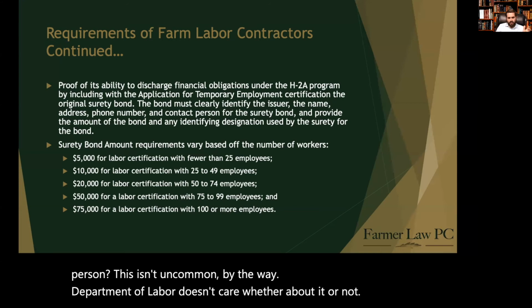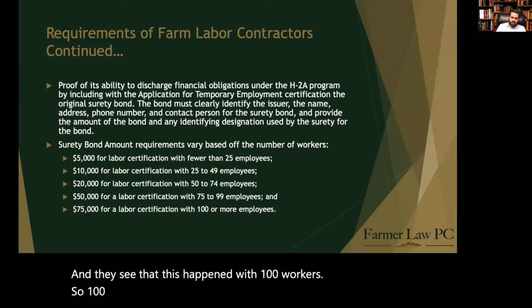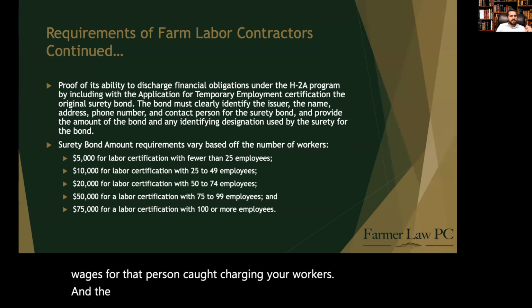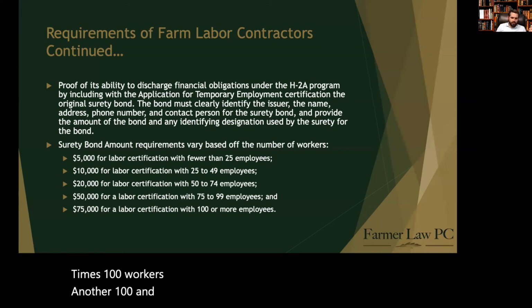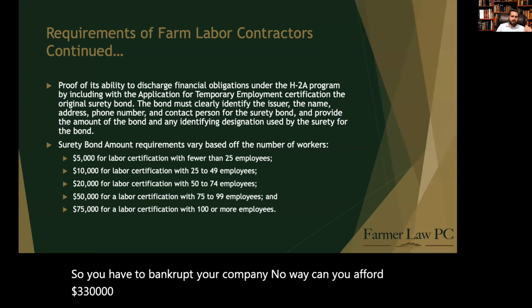They see that this happened with 100 workers. So 100 workers times $1,500, you're $150,000 in the hole in back wages for that person caught charging your workers. And the Department of Labor also decides to fine you because of the severity of the violation, about $1,800 a person times 100 workers, another $180,000. You're a total of $330,000 in the hole. So you have to bankrupt your company. No way can you afford $330,000 of back wages and civil money penalties.